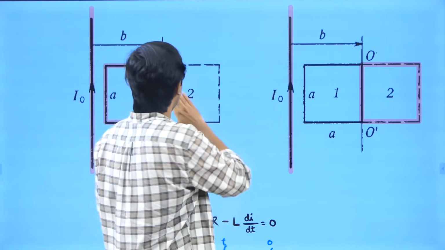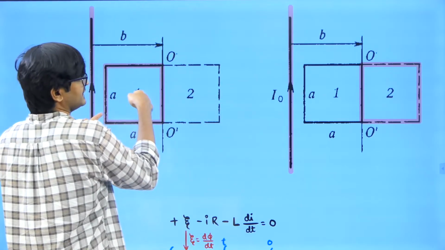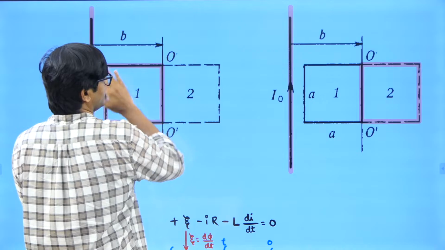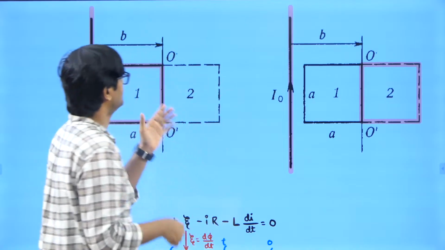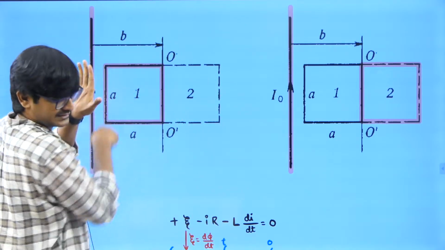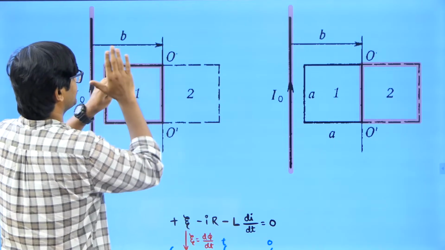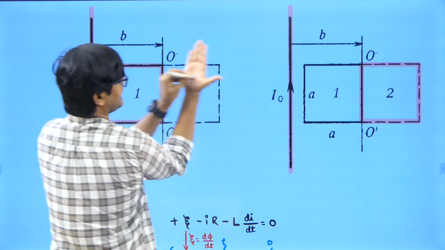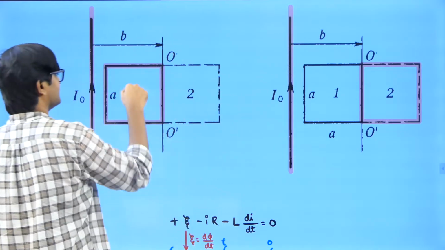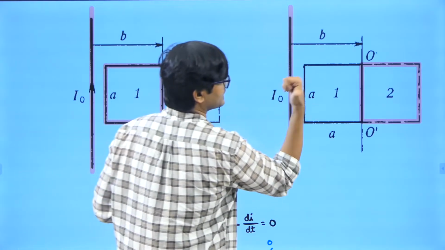But what is happening to the area direction? Initially the area direction was into the plane. So when I rotate it, the area direction is going to be out, right? Initially the area direction is this way, so when I rotate this, the area direction is going to be this way. So if initially the flux is positive, then finally the flux is going to be negative.